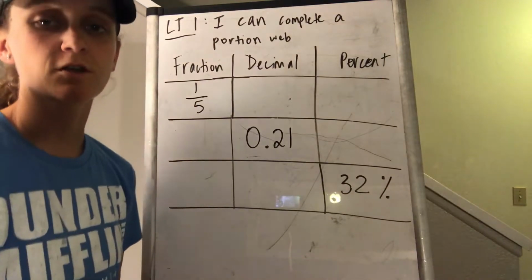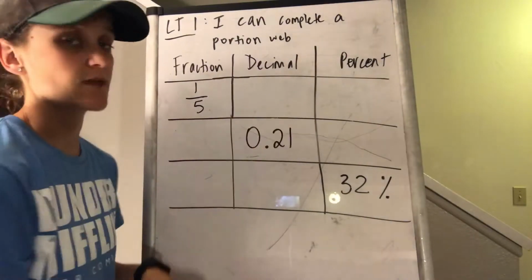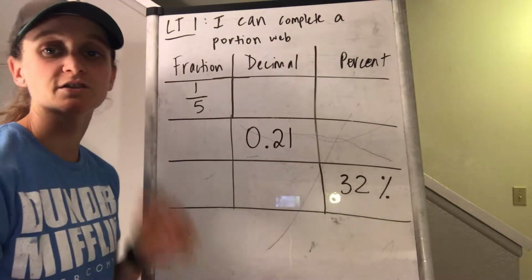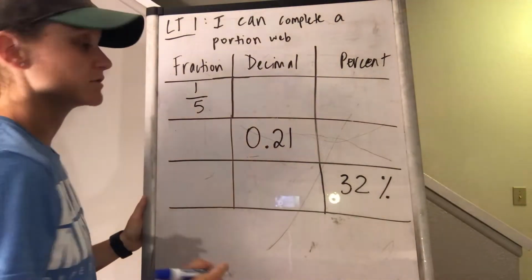Hey everyone, this is Learning Target 1. I can complete a portion web. So I know it's not a web, but even though it's a table, it's still the same information, just organized differently. So if we want to go from a fraction to a decimal, remember we can do long division.